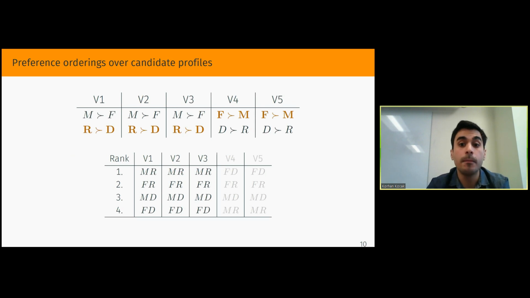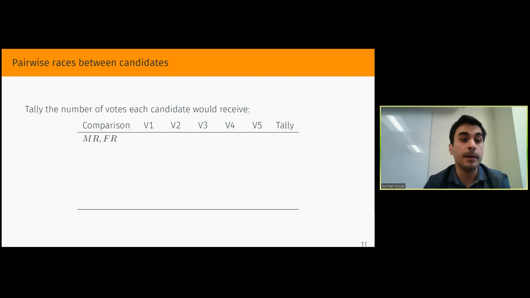Voter 4 prefers a female Democrat most of all and a male Republican the least. But because she also cares more about the gender of the candidate, she's also going to prefer a female Republican over a male Democrat, and similarly for voter 5. So now I have every voter's full preference ranking over candidate profiles, which will allow me to look at hypothetical matchups between any pair of candidates.